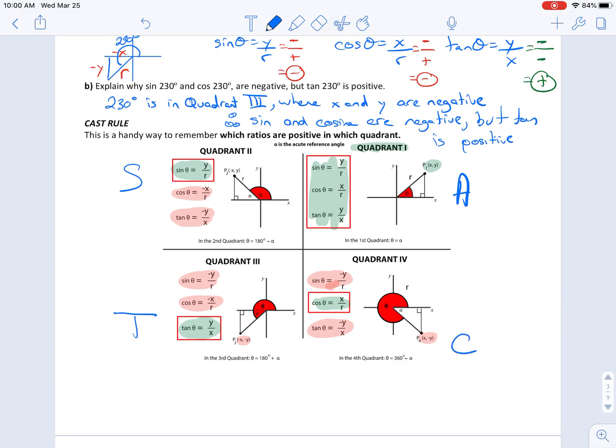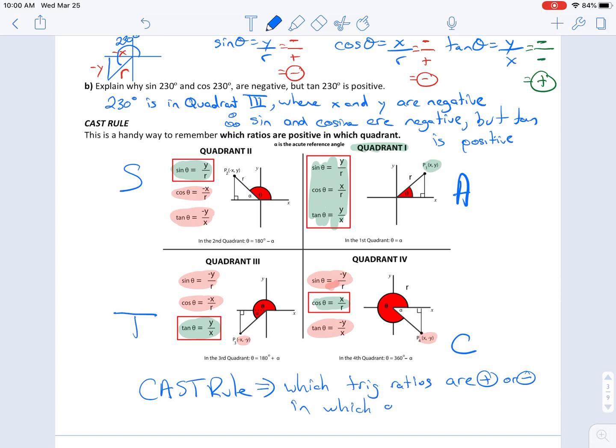So if you spell this out, it spells ASTC, but rather than saying that, we start at the bottom right and call it the CAST rule. So what the CAST rule tells us, it's a mnemonic that tells us which trig ratio is positive or negative in which quadrants. So it tells us which trig ratios are positive or negative in which quadrants.